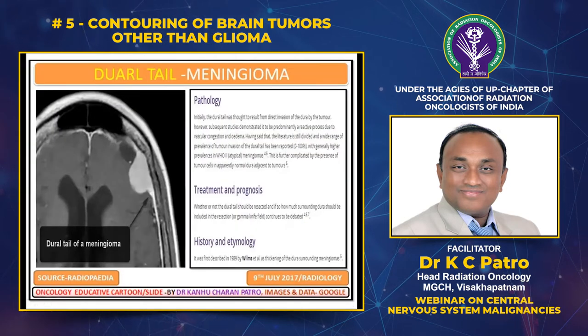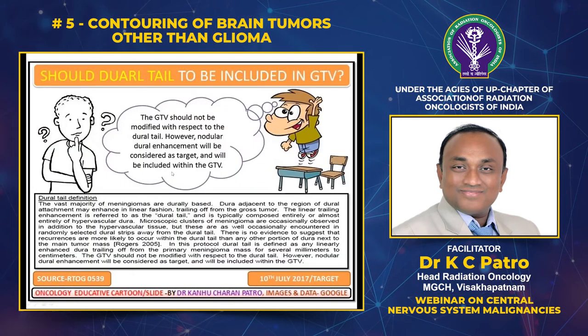Whether I should include it, you can see this is the proper tumor and this is the dural tail. Are you interested in taking the whole dural tail? No. We should not take the whole dural tail because this dural tail is not a tumor. It is a thickened vascular part. So thickened vascular dura, we should not take it. It was first coined by William Settle in 1989. So the GTV should not be modified with respect to the dural tail.